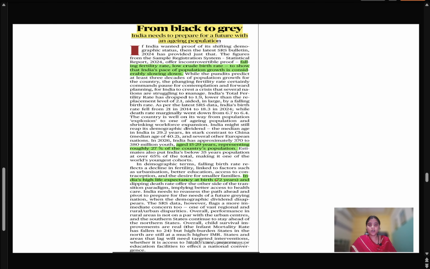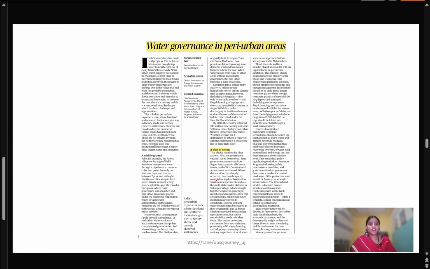Okay, now your next article is regarding water governance in peri-urban areas. Peri-urban areas are areas in between rural and urban areas. So these are known as peri-urban areas. There's a need to have water governance in these peri-urban areas.